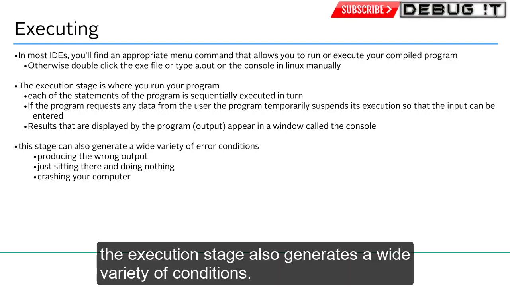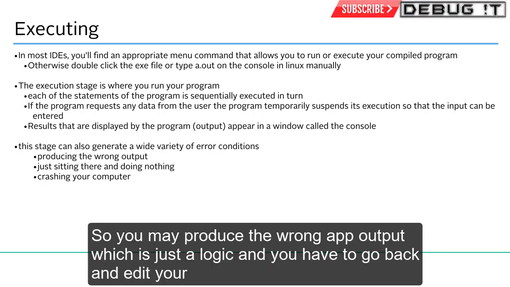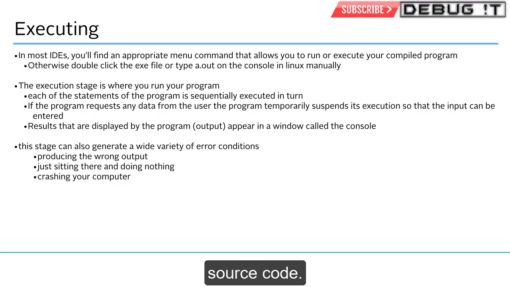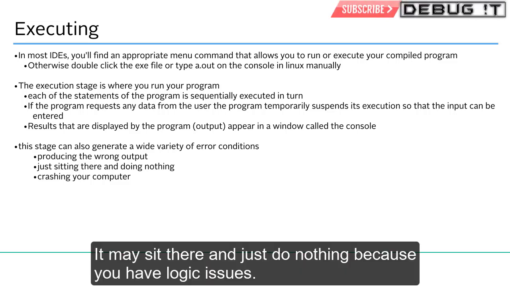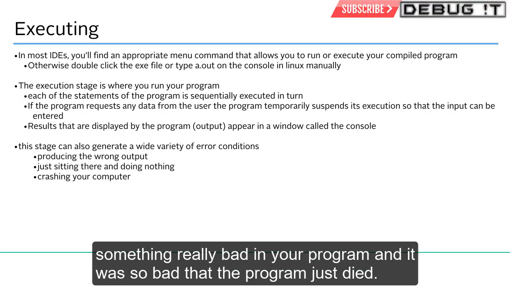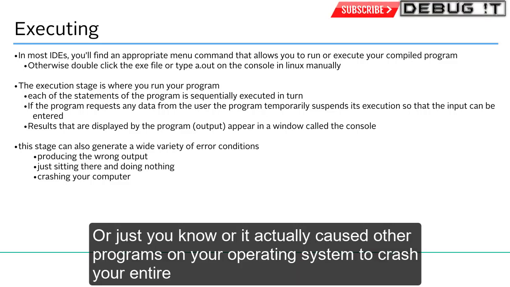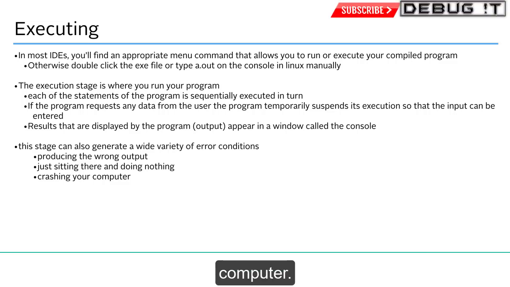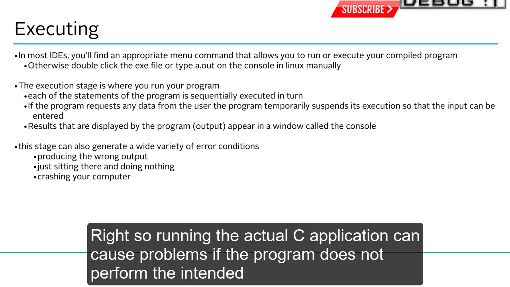The execution stage also generates a wide variety of error conditions. You may produce the wrong output, which is just a logic error, and you have to go back and edit your source code. It may sit there and just do nothing because you have logic issues. And then lastly, it may crash your computer, which is the worst case scenario. It means you did something really bad in your program, and it was so bad that the program just died, or it actually caused other programs on your operating system to crash your entire computer. So running the actual C application can cause problems.